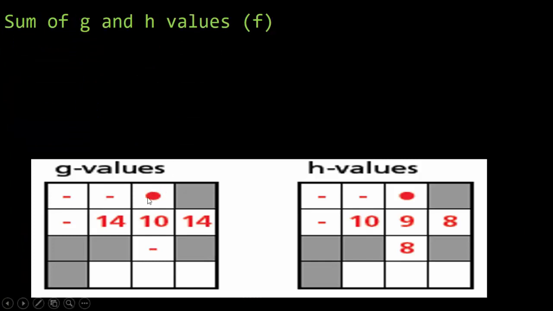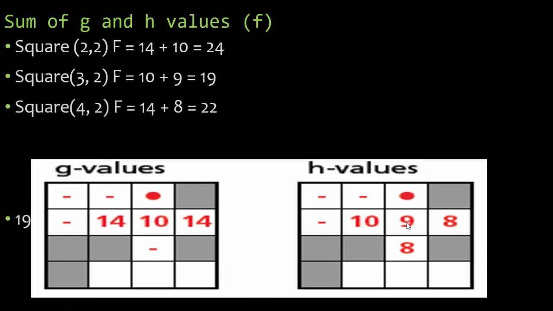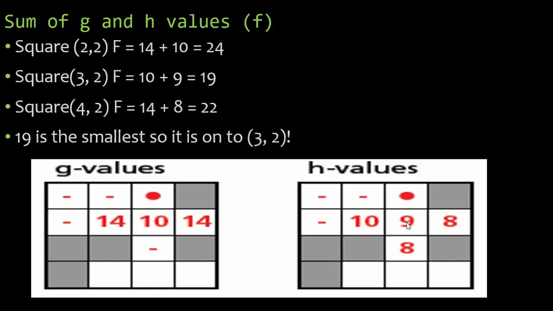Here I am. I can move diagonally to the left, I can move down, or I can move diagonally to the right. So square 2, 2, 14 plus 10 gives me 24. 10 plus 9, right here, gives me 19. And then 14 plus 8 is 22. 19 is the smallest. So it's on the 3, 2 we moved.